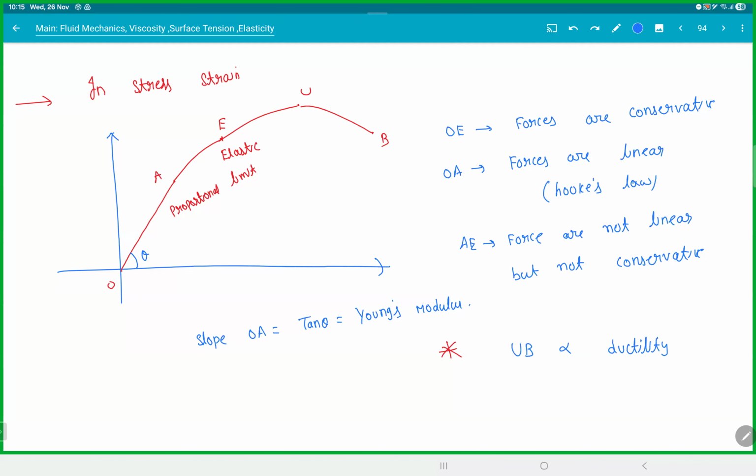So in this graph, these are all the questions I can ask you. What is Young's modulus? Slope of OA. Up to what region the forces are conservative? O to E. Up to what region Hooke's law is valid? O to A. Which region gives you ductility? U to B. Clear with this? Which region is plastic? U to B is plastic. Clear? These are all the questions on the stress strain graph.